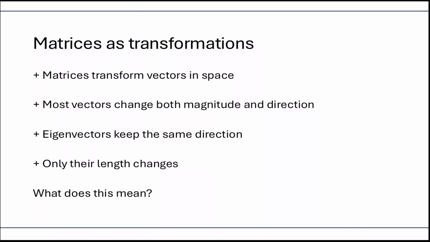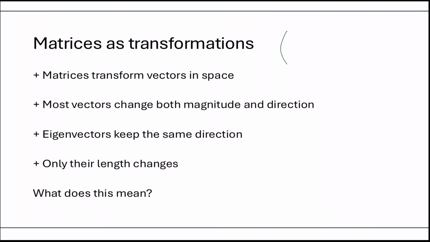So when we do a matrix times a vector, it is going to transform that vector. For example, it could rotate it 90 degrees, it could stretch it or enlarge it. And when that happens, most vectors change in both magnitude and direction. But eigenvectors keep the same direction and only their length changes.